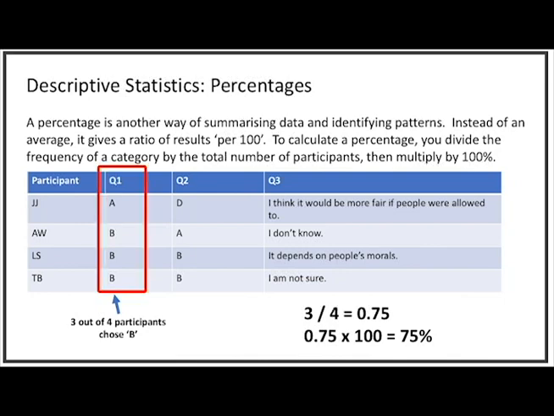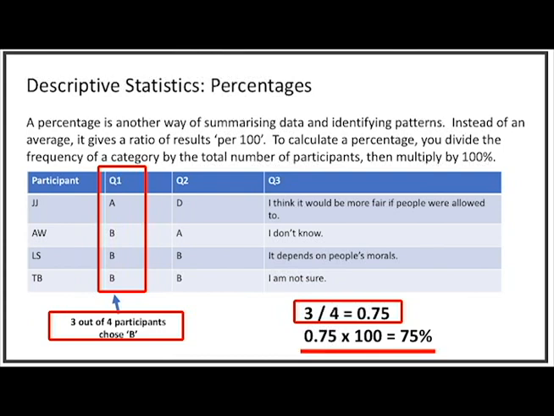For example, this researcher may want to calculate what percentage of participants chose each option in a multiple choice questionnaire. To calculate this, divide the frequency of that response by the total number of responses, then multiply it by 100. In this example, if we want to find out what percentage of participants chose option B, we would divide 3 by 4, giving us 0.75. Then we should multiply the result by 100, giving us 75%.